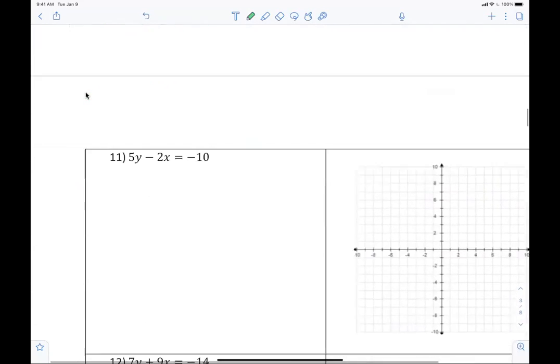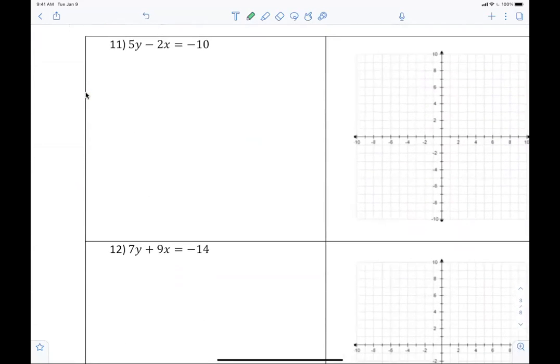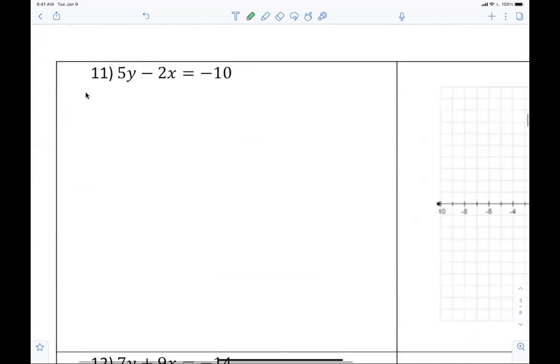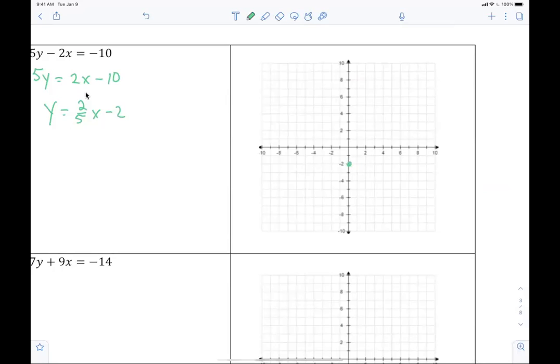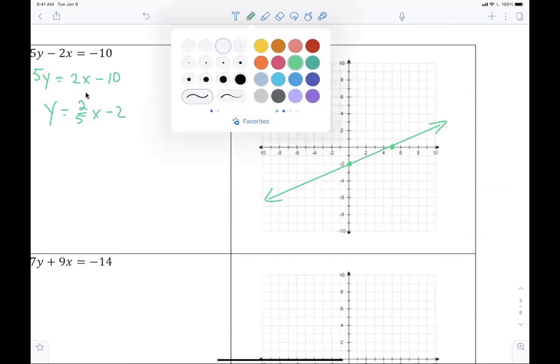All right. So number 11. Come on, someone else. Catherine. Yes, you do. And then what? Now what? There you have it. Anybody have any issues?